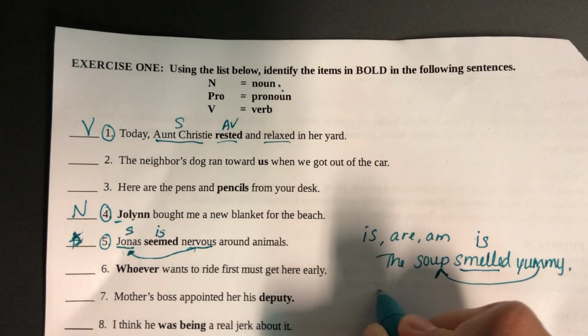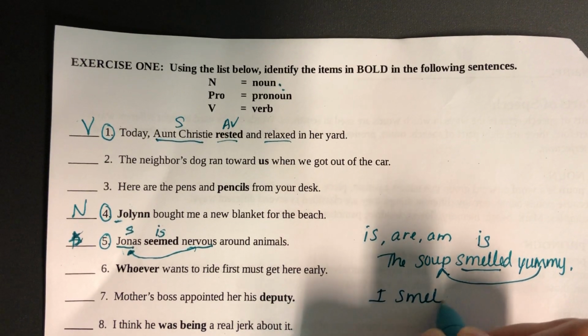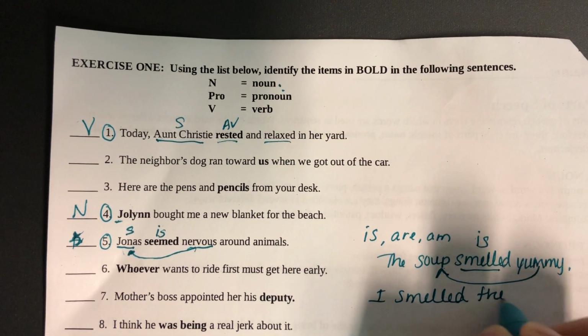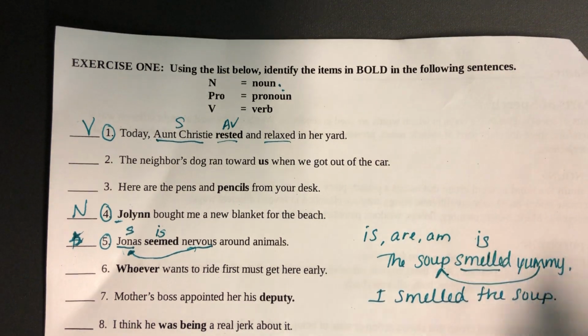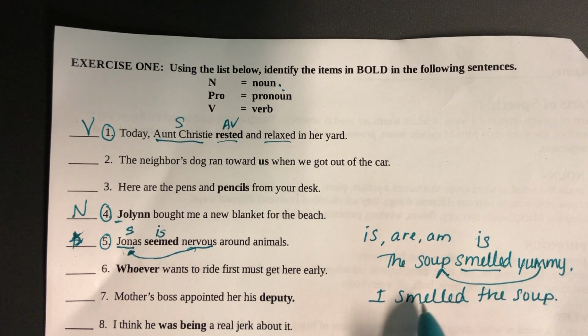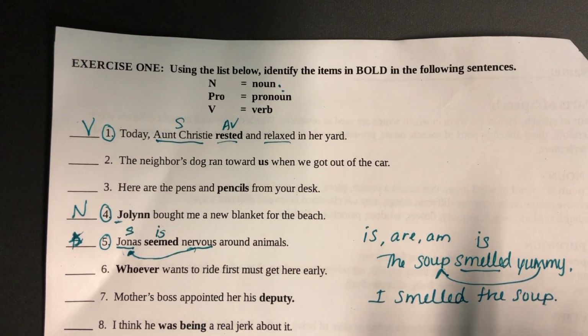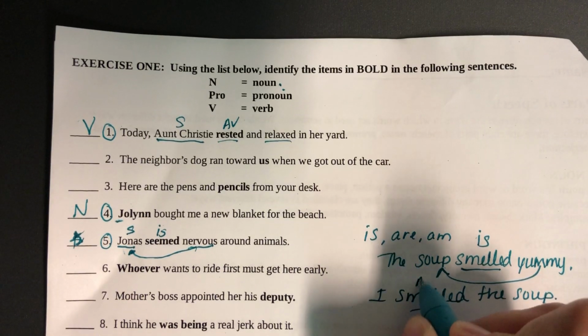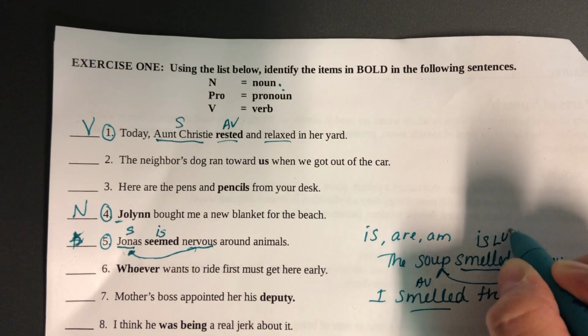Okay, if I say I smelled the soup, I can't say I am the soup, right? Because you're not. So this is, I'm physically doing, I'm actually sniffing the soup. I smelled the soup. Okay, so this actually becomes an action verb, and this one's the linking verb.